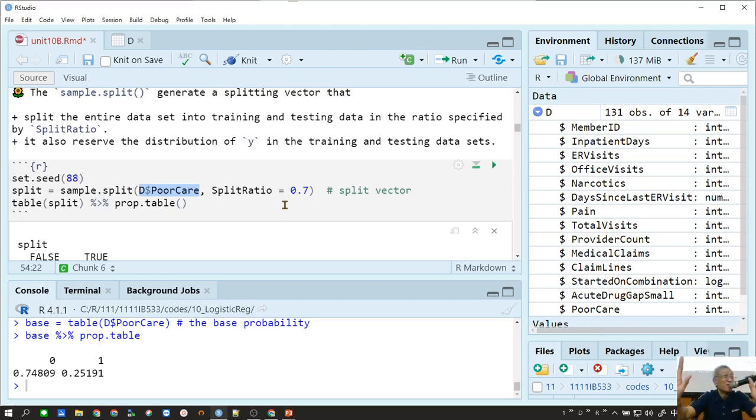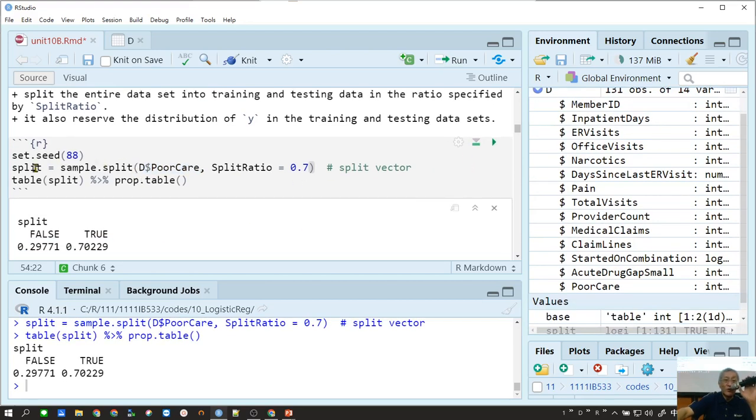You want that when you split it into two subsets, the distribution of poor care is actually similar to each other, right? So that's why you also need to give it your target variable. It would make sure that the training and testing data set would have the same distribution of your outcome variable. Okay, so we can do the split.